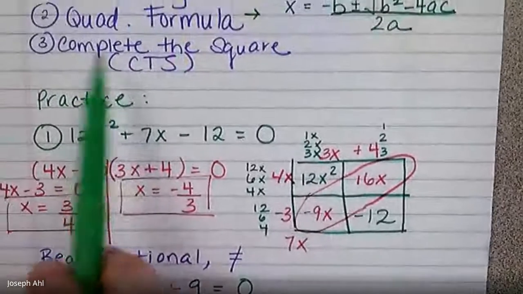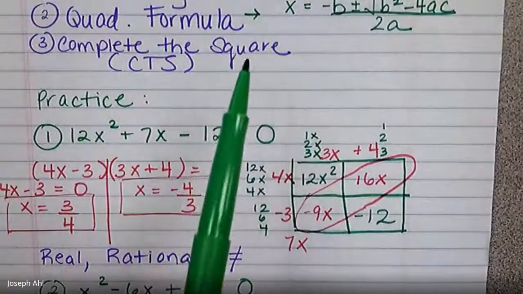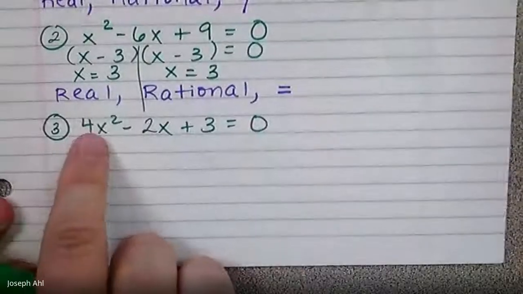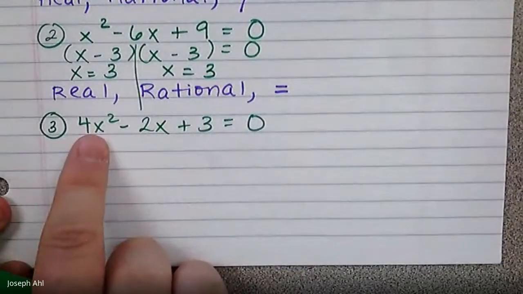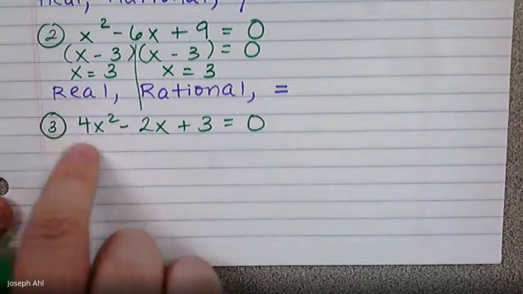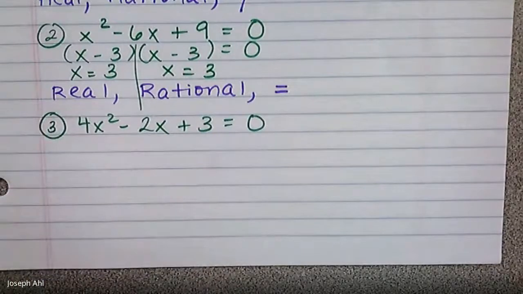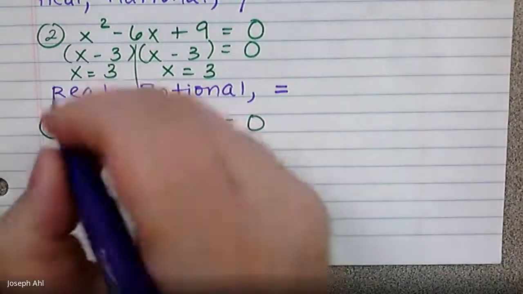And I'll tell you, out of the 2 methods, quadratic formula and complete the square, I don't love complete the square for this one because you have that lead coefficient of 4. I think it's much tougher to solve a quadratic when you have a lead coefficient if you're going to use complete the square. So let's do quadratic formula just so we get some good practice with it anyway.